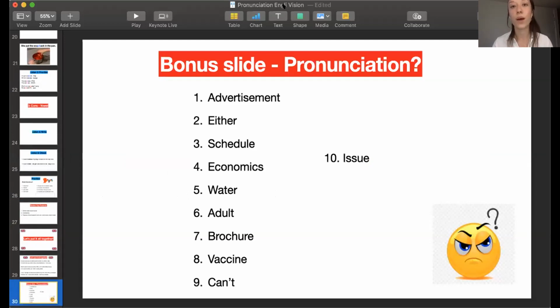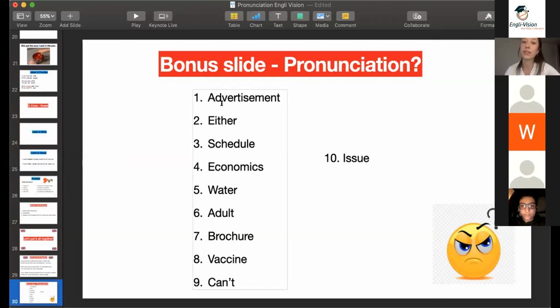Here are some common words that are pronounced differently in the American and British accents, and sometimes pronounced differently within the UK. First one, advertisement. The stress is in the beginning, advertisement. Advertisement, sorry, the stress is here on the V. Advertisement, advertisement. The first syllable is weak. Either, we hear both either or either. Either is more British. And again, what do we have here? Schedule, the British pronunciation here would be schedule.